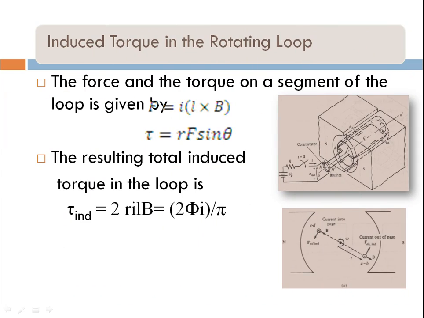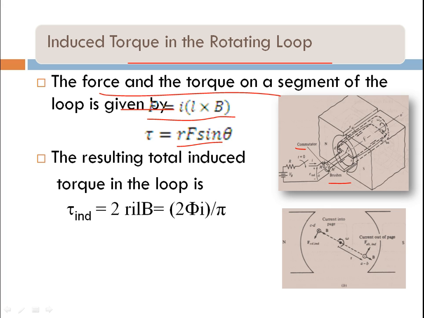Now come to the induced torque in a rotating loop. The force and the torque on a segment of the loop are given by F = i l × B, and the torque is τ = r F sinθ. You can see here how much torque will be generated. r is the radius. The resulting total induced torque in the loop is τ_ind = 2rilB, or 2φi/π.